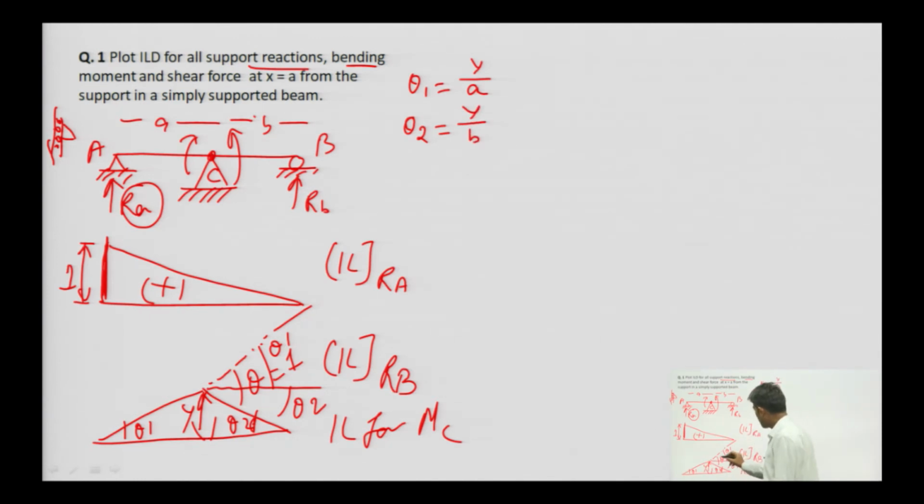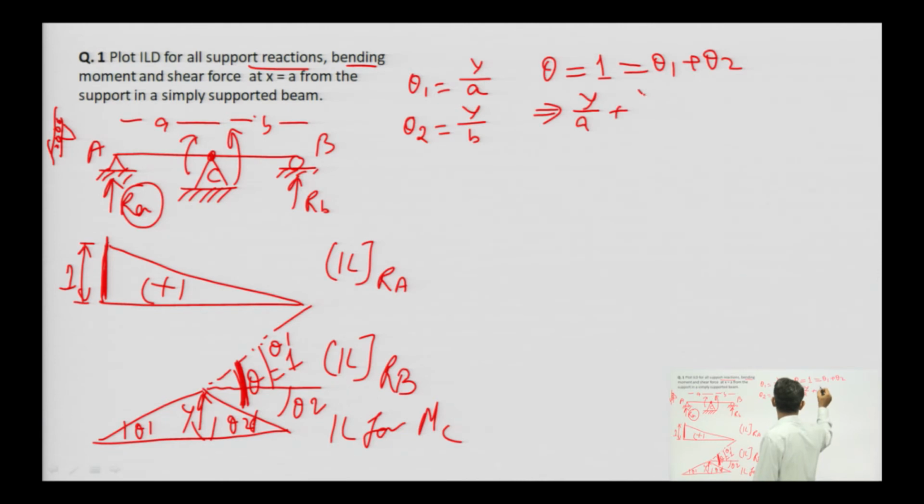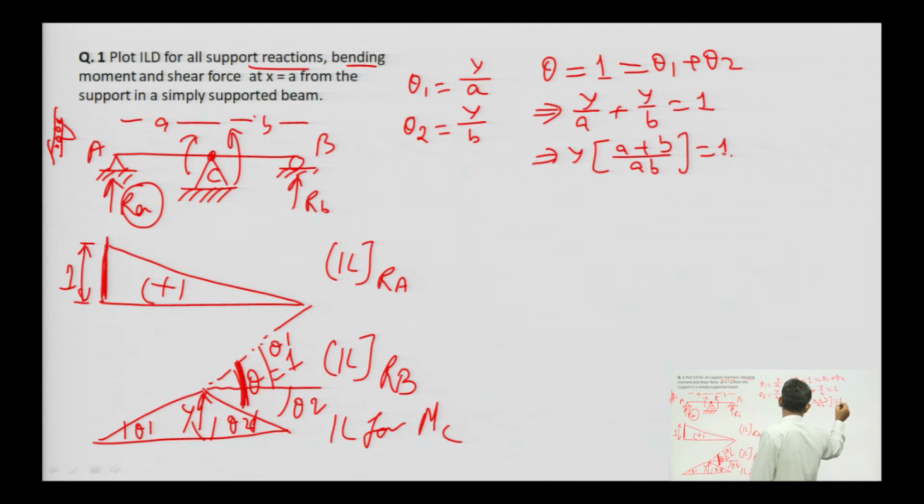Okay. Here we have provided unit displacement, means theta is equal to 1, and what is the theta? Theta is theta 1 plus theta 2. Then what we will get? We will get y by a plus y by b is equal to 1. So, y times (a plus b) divided by a b is equal to 1. So, ordinate y is how much? a b by a plus b. Okay. Yeah, a b by L.